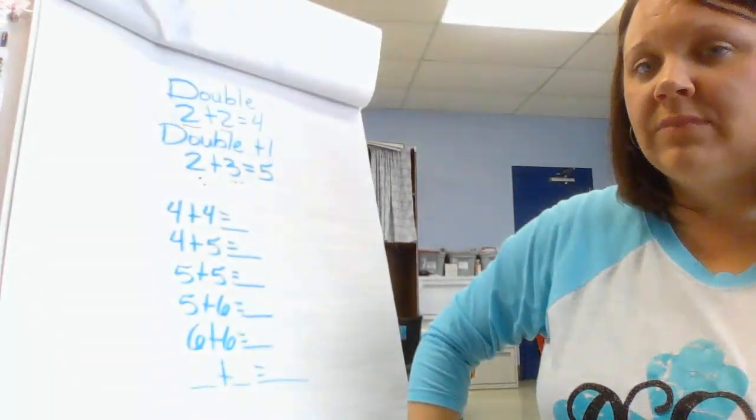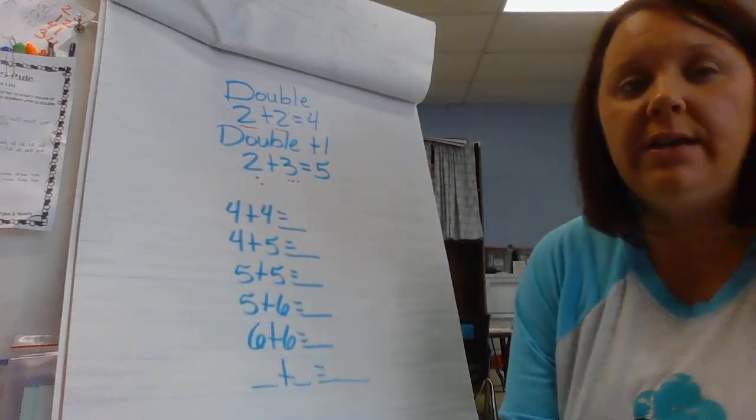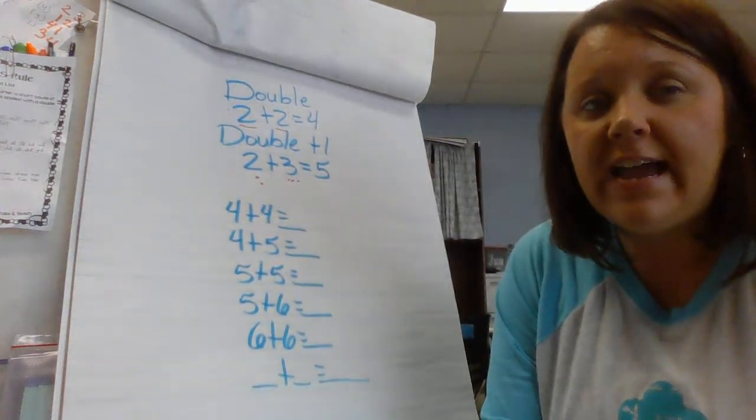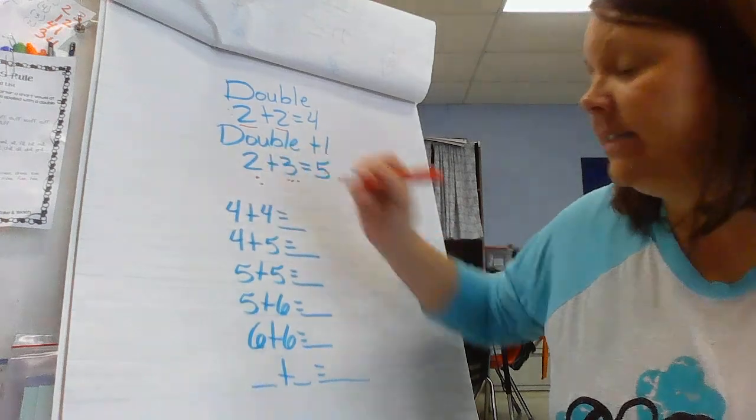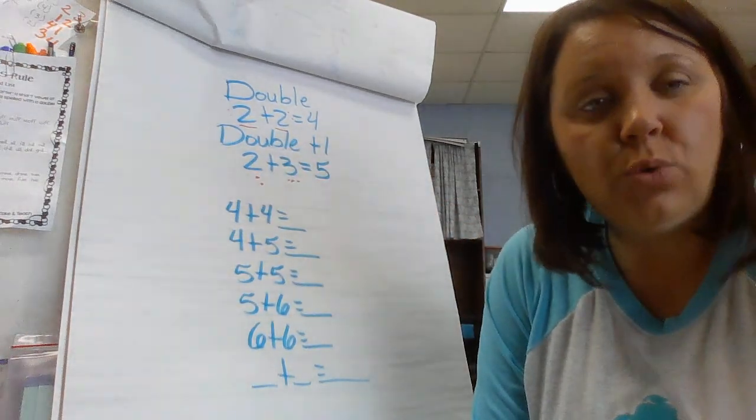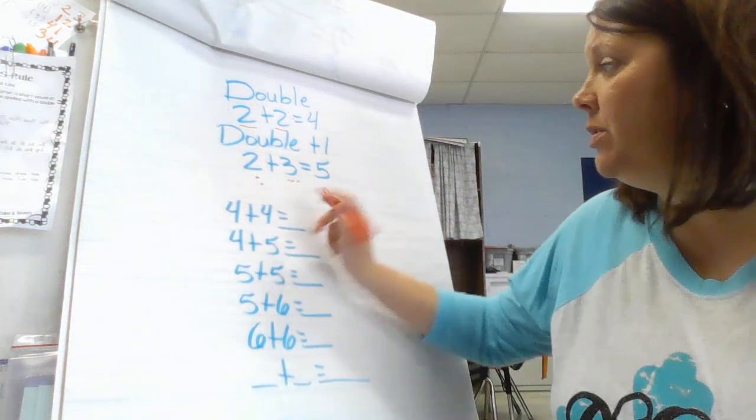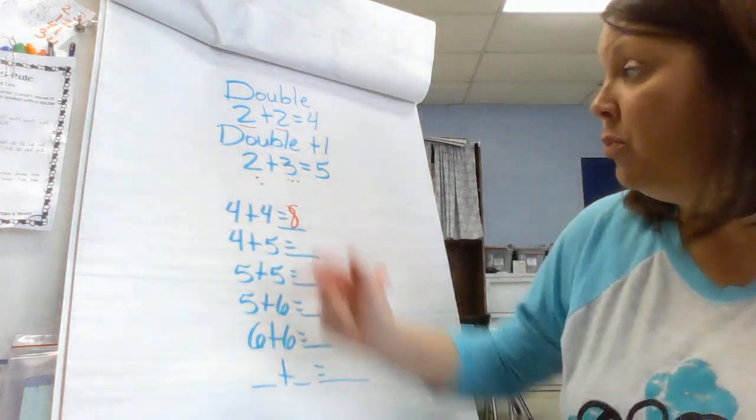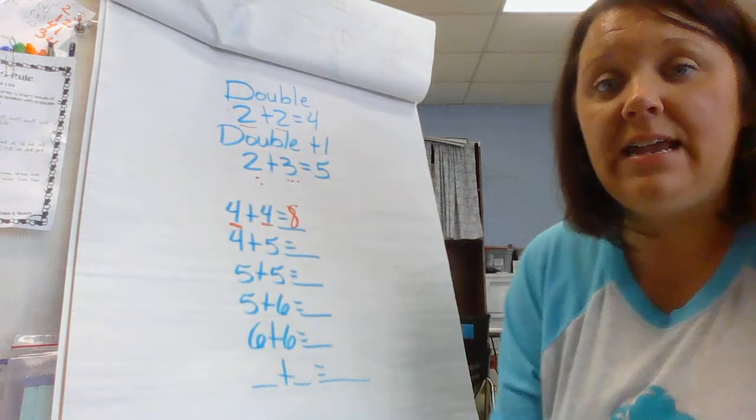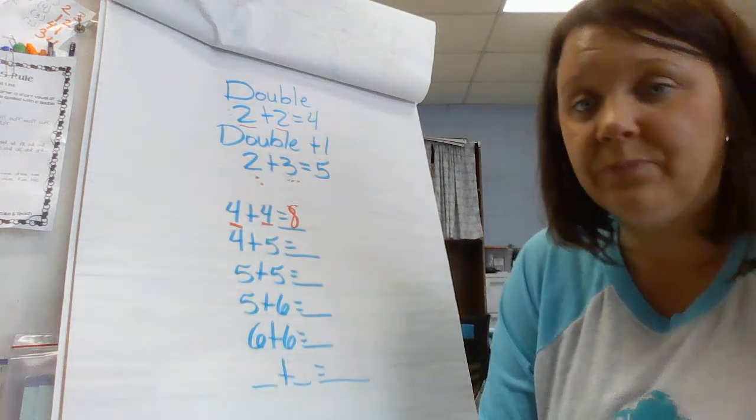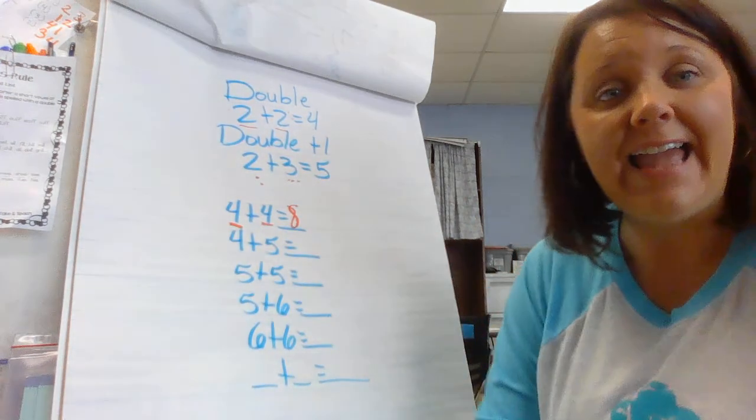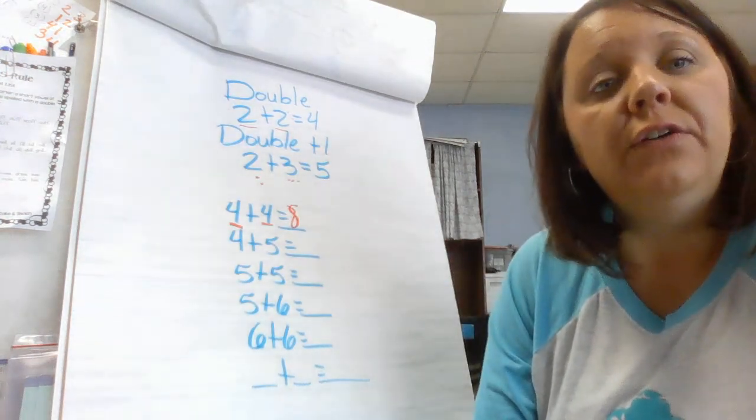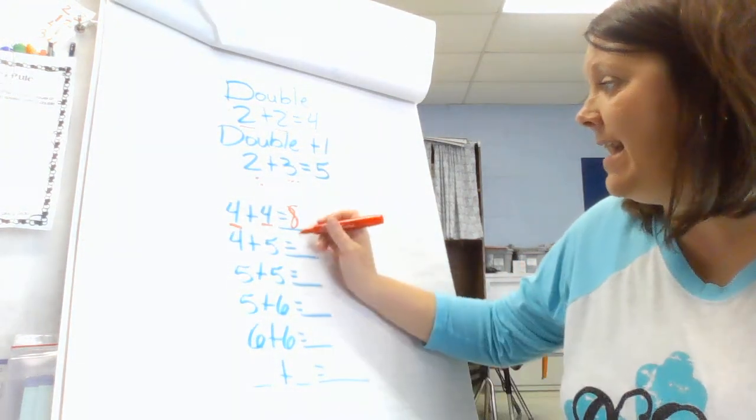Now, I also want us to learn that every time I see a double, the answer is going to be even. 4 plus 4 is 8. The answer is even. When both of the add-ins are the same, the answer will always be even. So if 4 plus 4 is 8, we're going to count up one more. 4 plus 5 is 9.